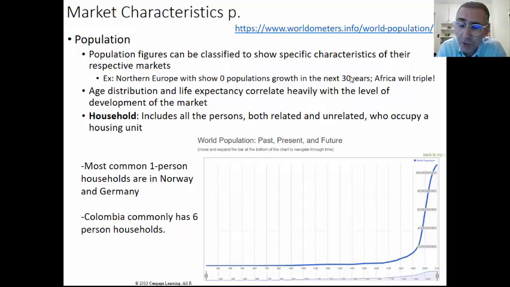As you just saw when we're talking about the middle class, it's all about Asia. And what you're seeing is a lot of other countries outside the developed countries are growing way, way faster in terms of population. Age distribution and life expectancy correlate heavily with the level of development in the market. So something, again, to be mindful of.